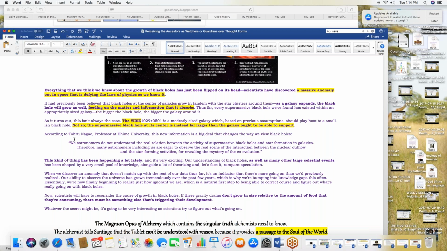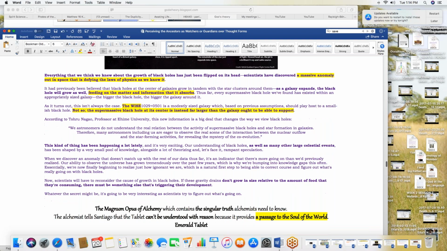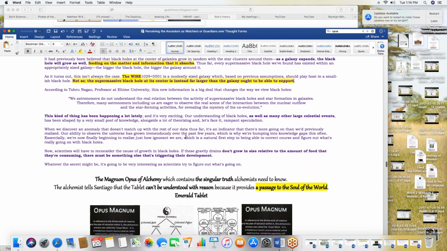According to Toru Nagao, professor at Ehime University, this new information is a big deal that changes the way that we view black holes. We astronomers do not understand the real relation between the activity of supermassive black holes and star formations in the galaxies. Therefore, many astronomers, including us, are eager to observe the real scene of the interaction between the nuclear outflow.